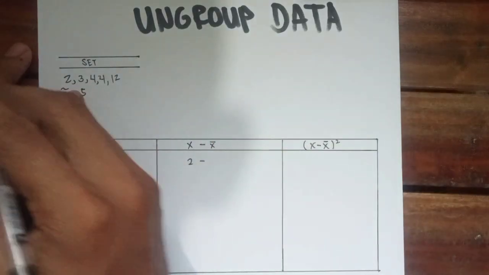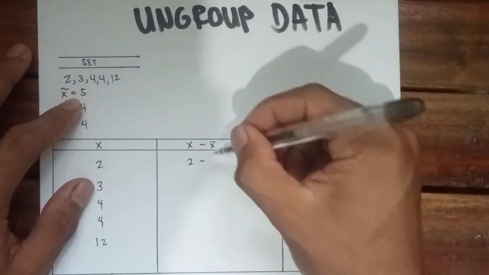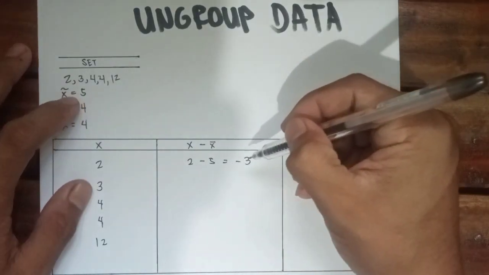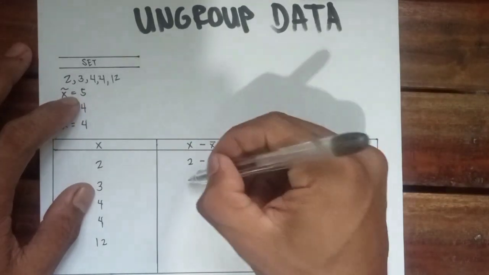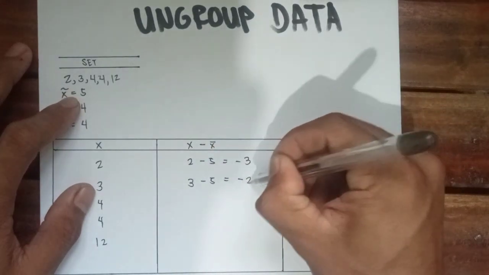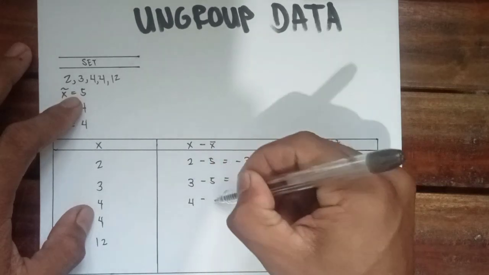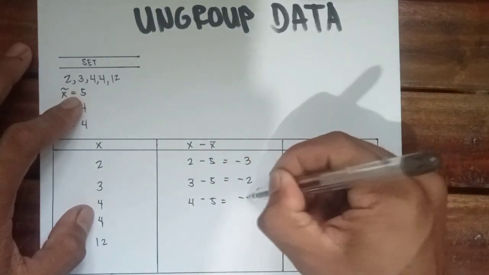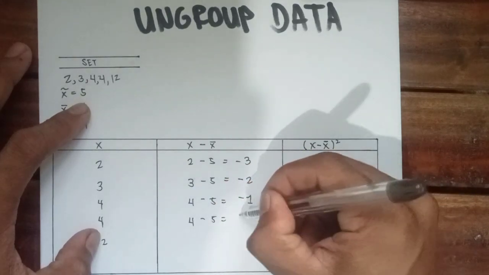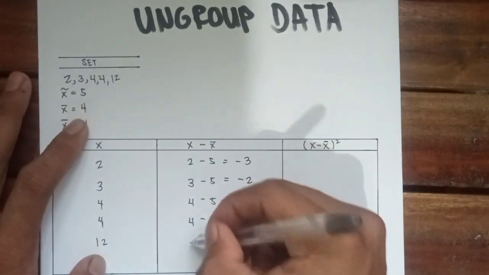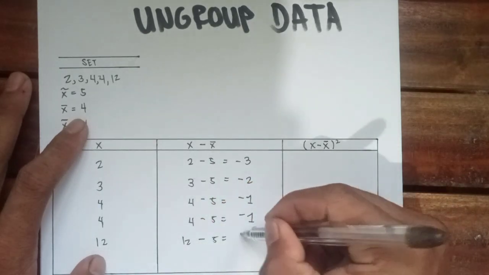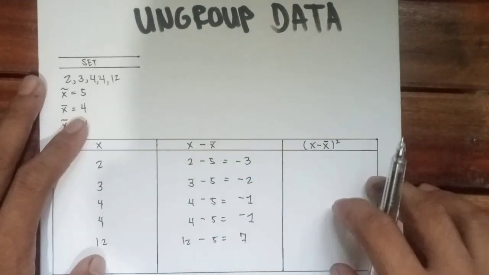2 minus our mean is 5 is equal to negative 3. And then, 3 minus 5 is equal to negative 2. 4 minus 5 is equal to negative 1. 4 minus 5 is equal to negative 1. And then, last, 12 minus 5 is equal to positive 7 or 7.